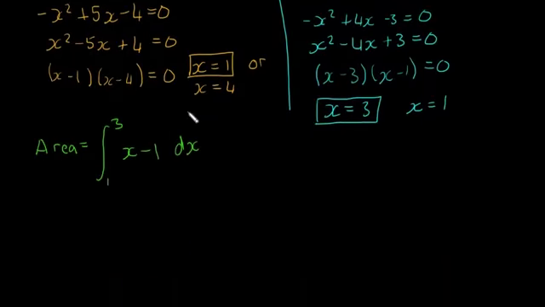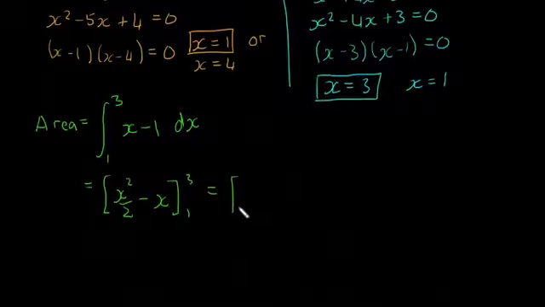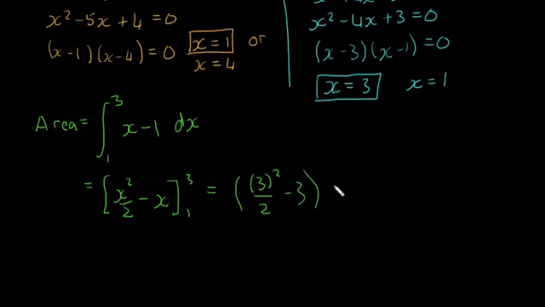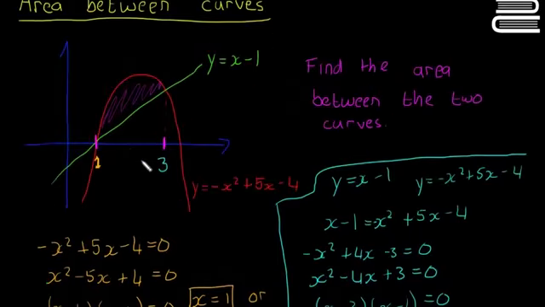Okay, so I'm going to go ahead and do that. That's going to be square bracket x squared over 2 minus x, between 3 and 1, which is going to be, so there should be a circular bracket, 3 squared over 2 minus 3, minus 1 squared over 2 minus 1. That's 3 over 2 minus minus 1 over 2, which is just equal to 2. Okay, so that's the area under the green line.